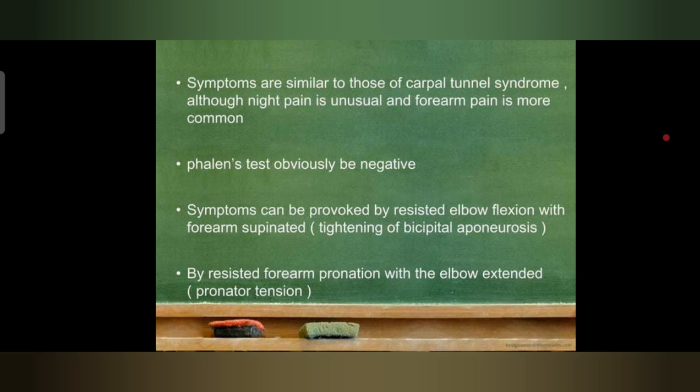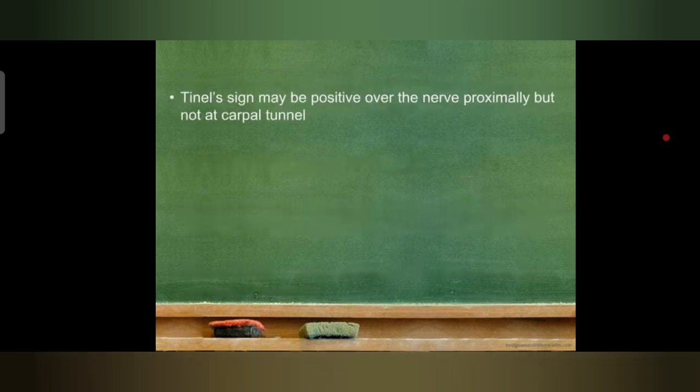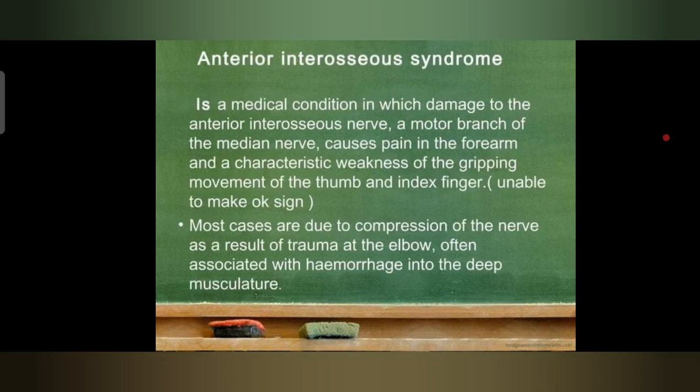Phalen's test is usually negative, and symptoms can be provoked by resisted elbow flexion with forearm supination and by resisted forearm pronation with the elbow extended. Tinel sign may be positive in pronator syndrome.